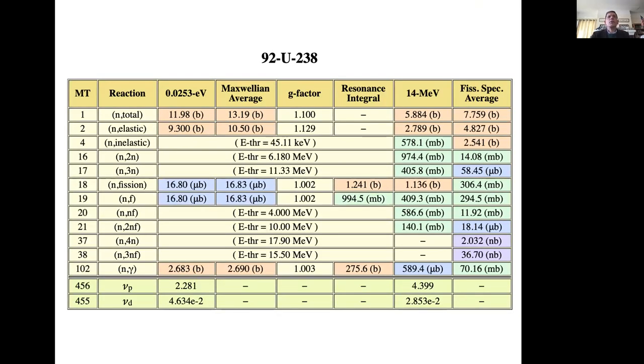Just for completeness, here's 238. And you can see when you get down to the thermal regime down here, it's negligible. It's microbarns of cross-section. One can ignore this completely, but it actually has a non-trivial cross-section for gobbling up neutrons, taking them out of play. And of course, in typical reactors, it is in fact the dominant component of the fuel.